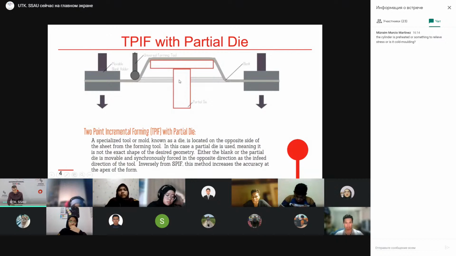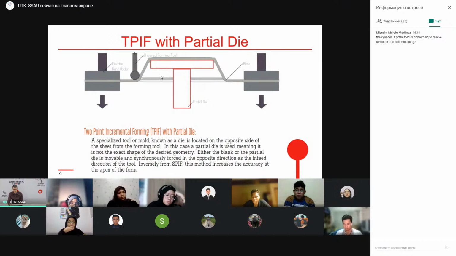A petal die is some kind of specialized tool or mold, and it partly repeats the shape of the final part geometry. By locating this part in the areas where the accuracy or the tolerance is the lowest, we can increase the accuracy in these areas.